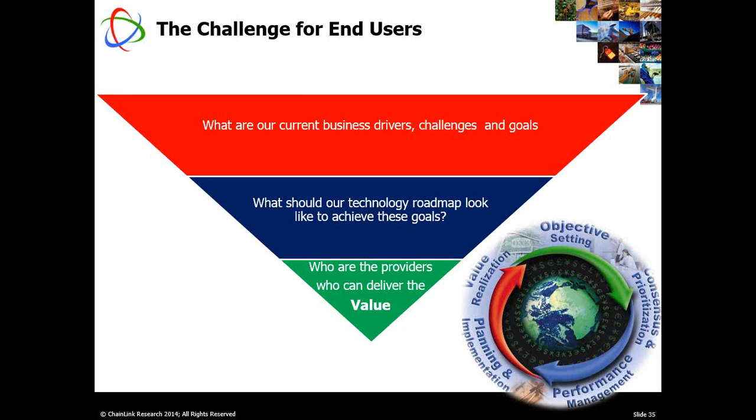Conversely, end users have a similar process. They're looking at it, though, from a business perspective. What are my business challenges? What kinds of technologies help me meet that challenge? And, of course, who will help me meet the challenge and who can deliver that value? So we help both end users and technology providers go through the process of defining and achieving their business goals in RFID.